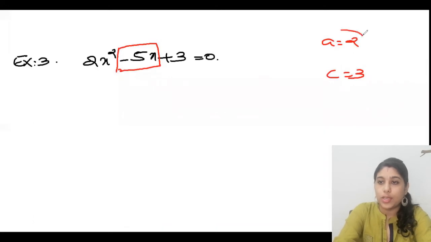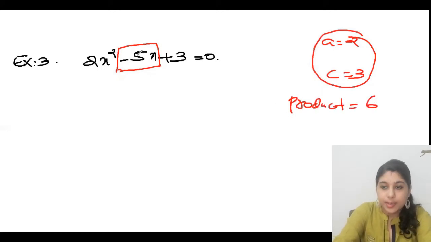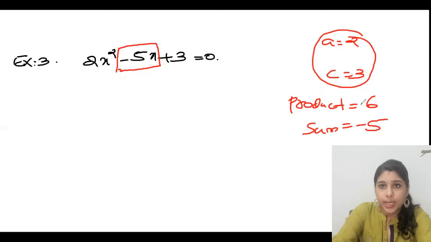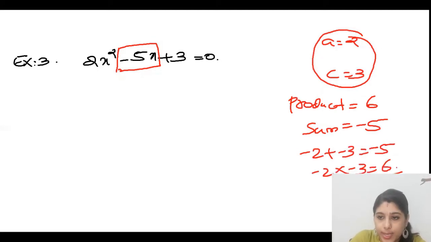So what is the product of a into c? That is product is equal to 6. And what is this middle term? Middle term is called the sum, that we already know. So sum is minus 5 and product is 6. So which numbers can have the sum as minus 5 and the product as 6? Yes, minus 2 plus minus 3 will be minus 5 and minus 2 into minus 3 will be 6. So we understood, yes, I can split this minus 5 as minus 2 and minus 3. Now understood how we are splitting.